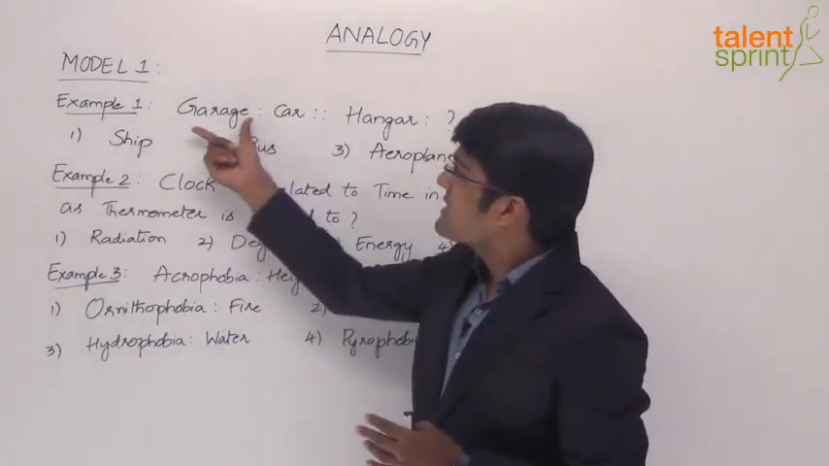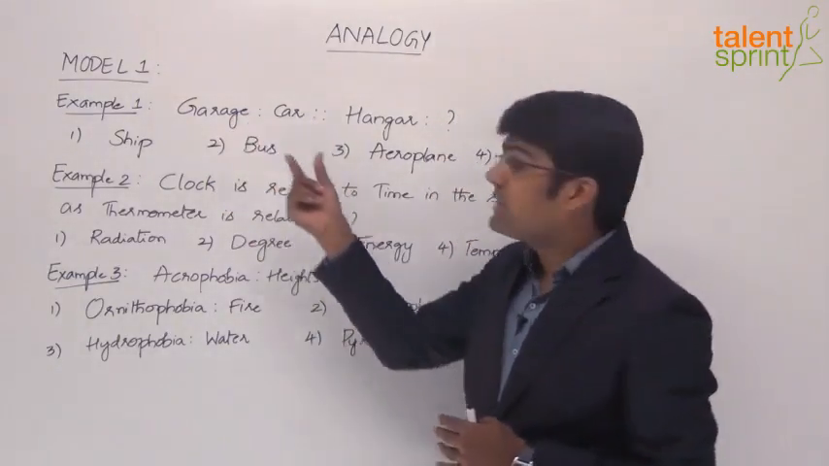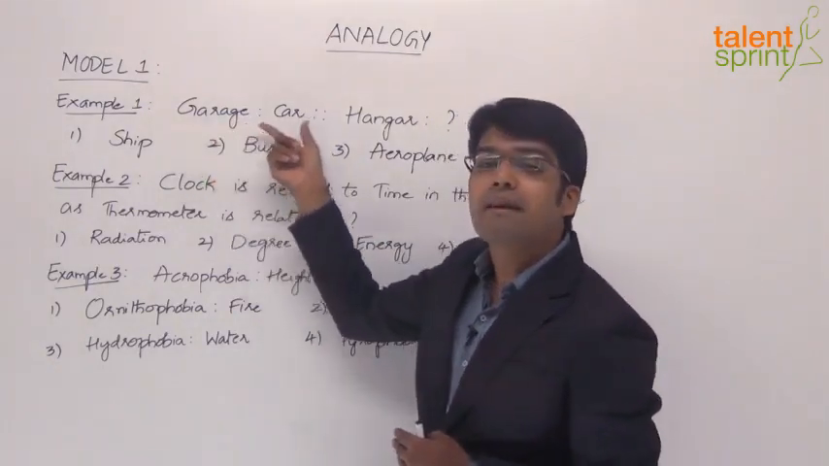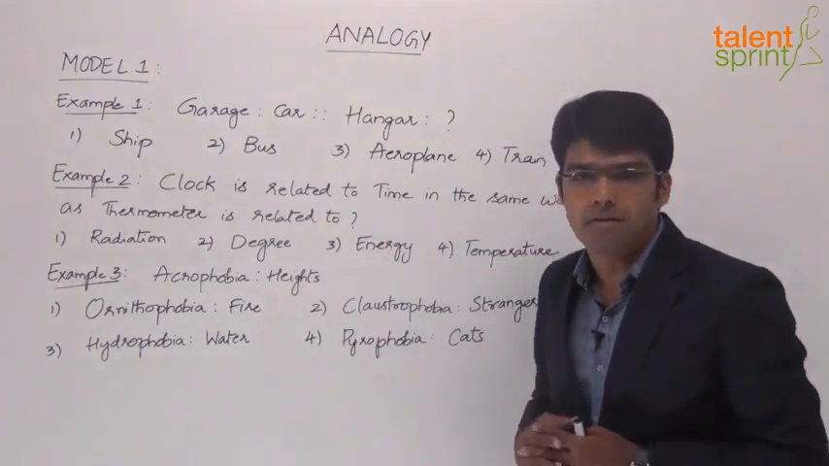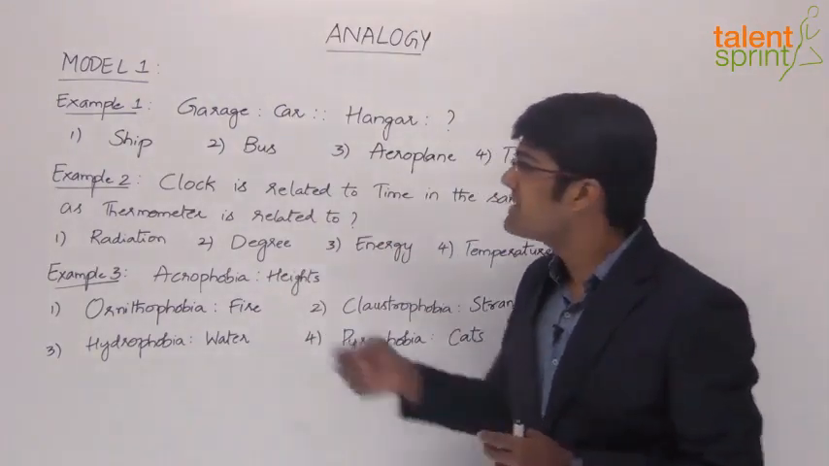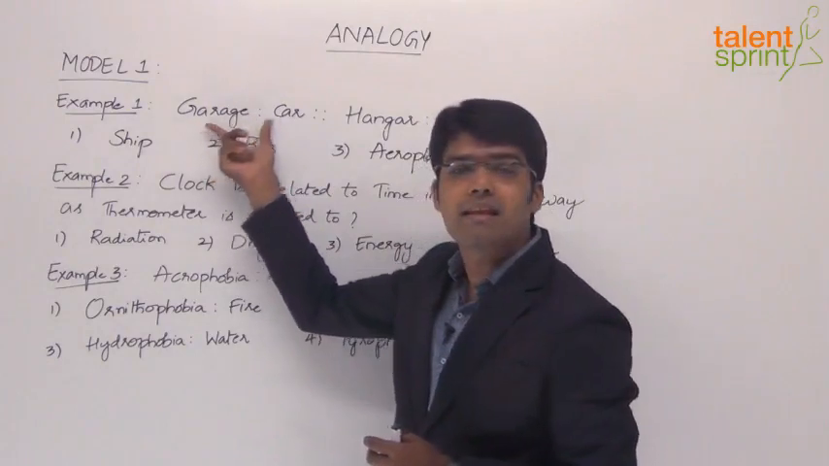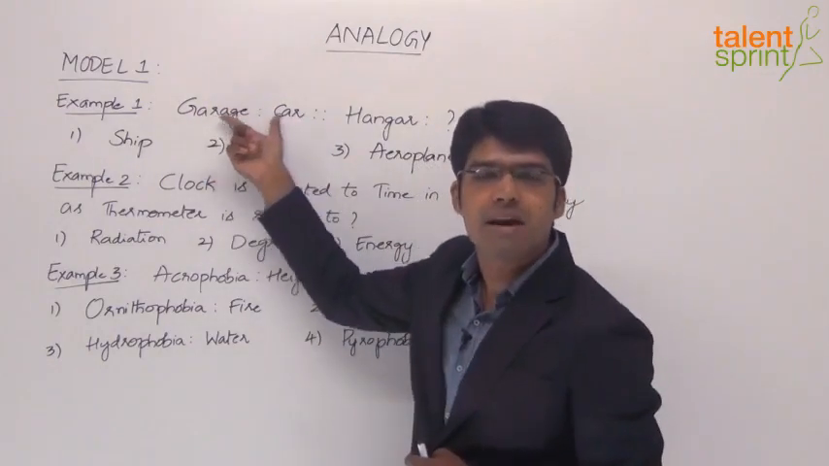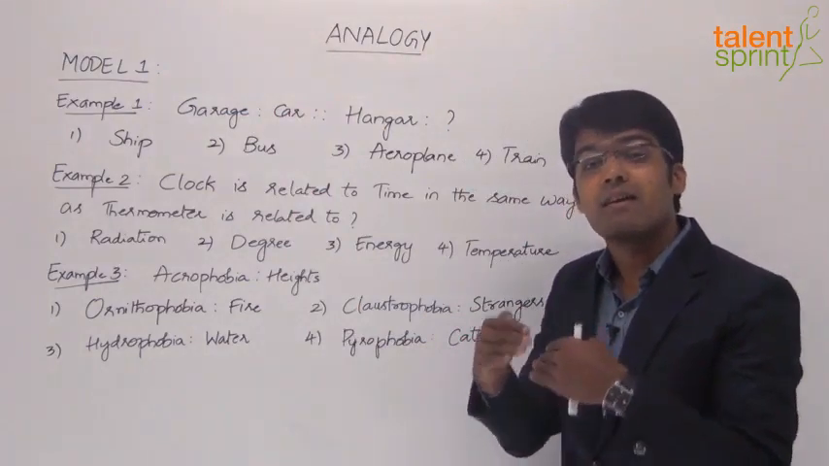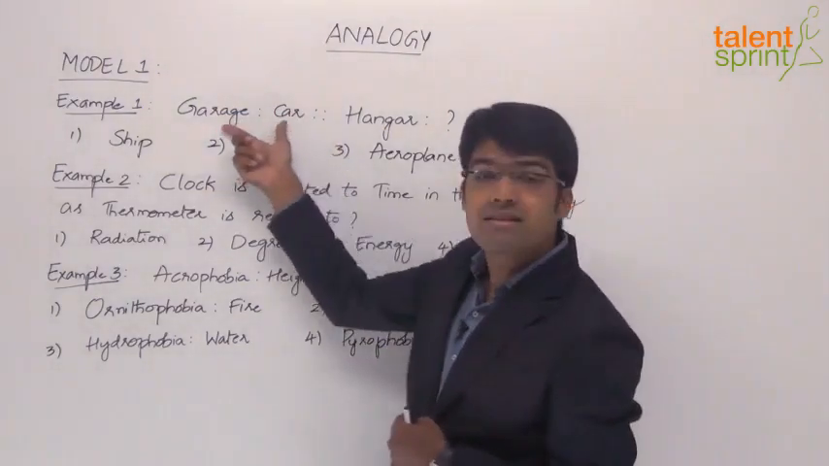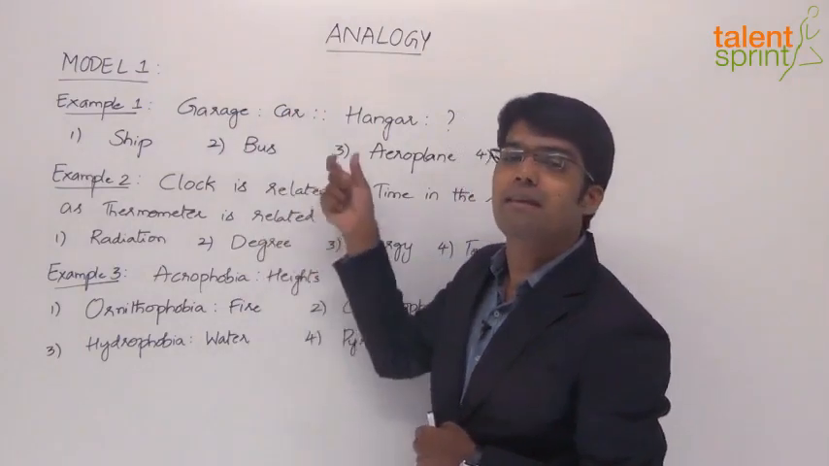Now, what do you understand by garage and car? We very well know that garage is a parking area for car, or car is parked in garage. It is a temporary parking area for car, which is meant for car. So we can say garage is a parking area for a car. So that is a sentence which gives us a clear idea of the relationship between the two words in the first pair. Garage is a parking area for car.